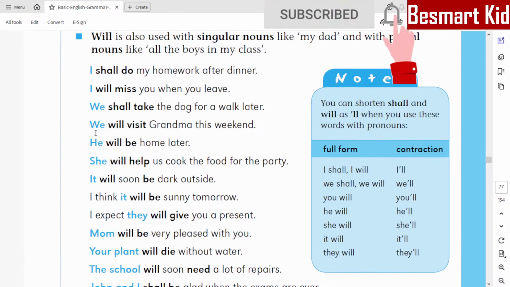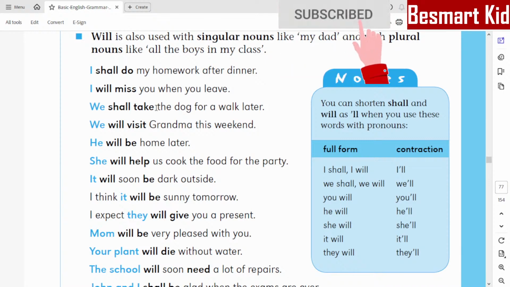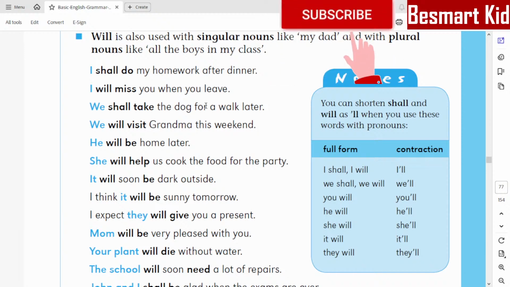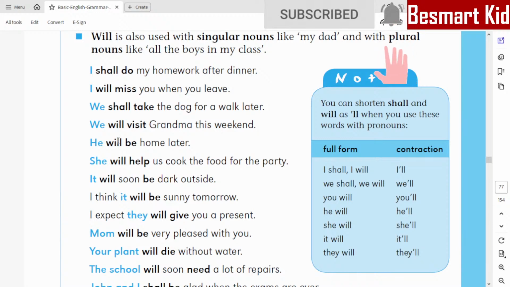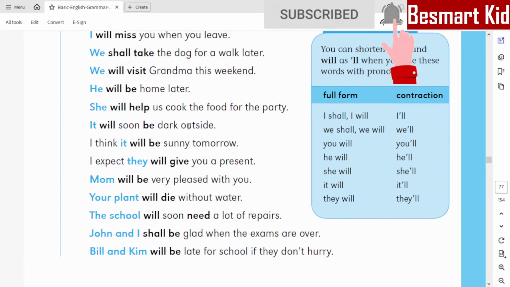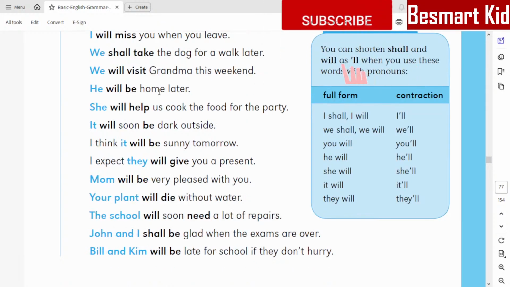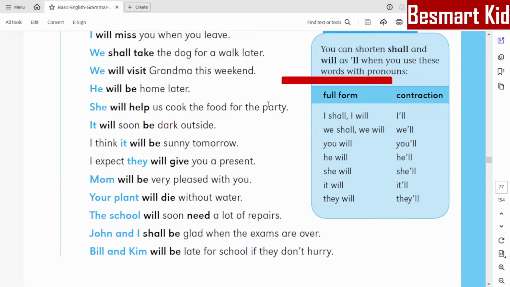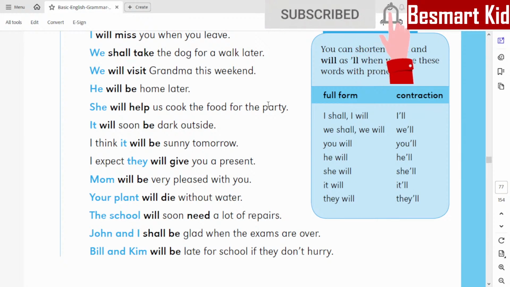Shall I do my homework after dinner? I will miss you when you leave. We shall take the dog for a walk later. We will visit Grandma this weekend. He will be home later. She will help us cook the food for the party. It will soon be dark outside.